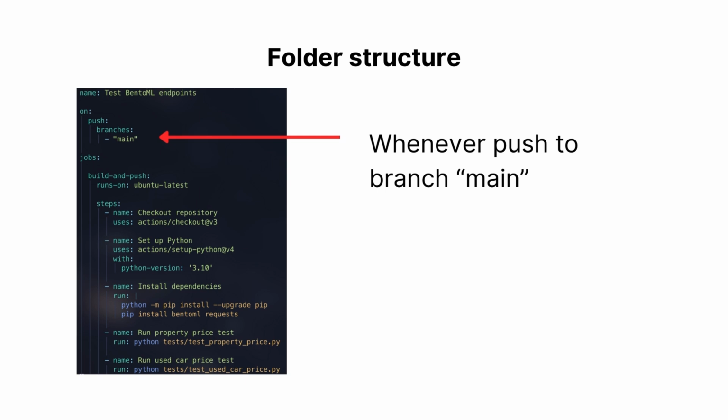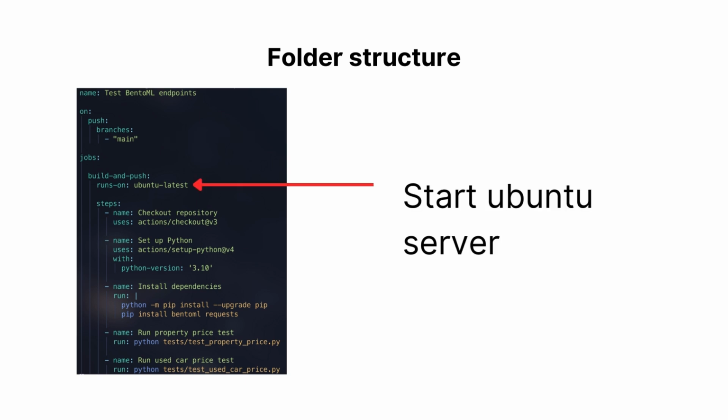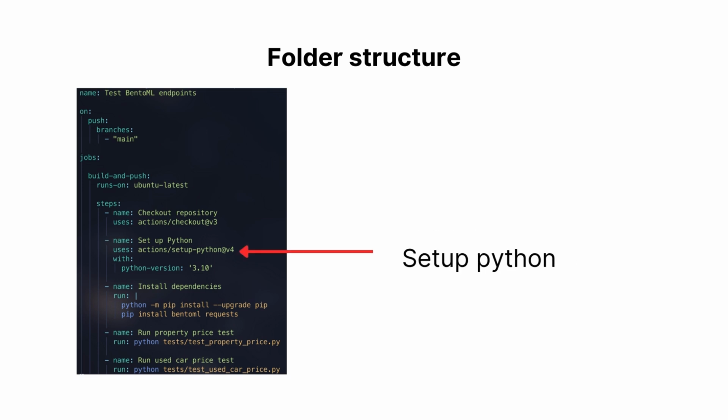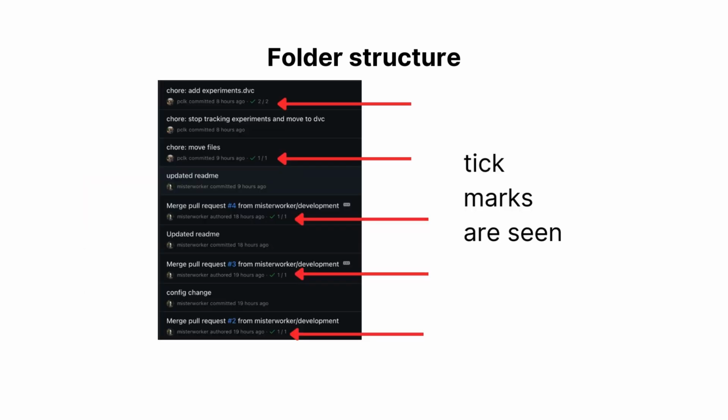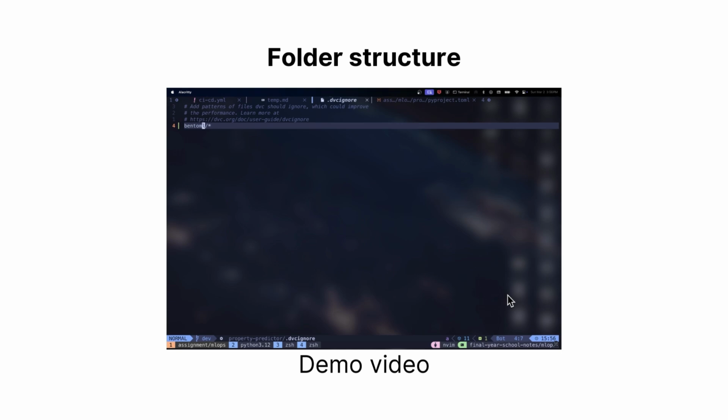Taking a look inside, we set the branch to main, start a new job on an Ubuntu server, clone our repo, set up Python, and run our tests. We will then be able to see our run results and a tick checkmark next to our commits. Let's take a look at a short demo of this workflow.